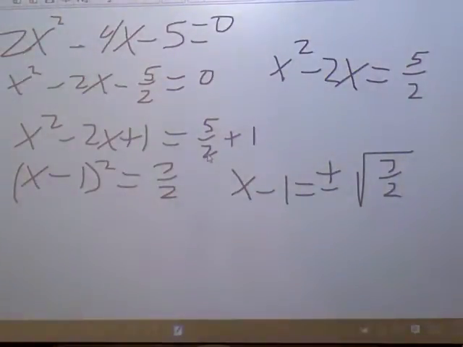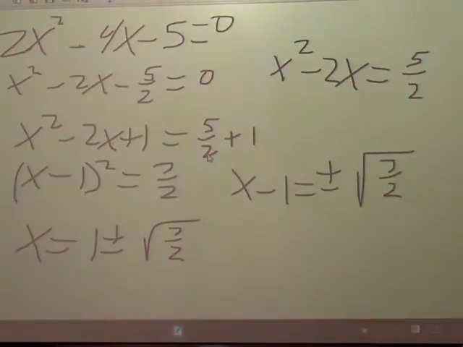Now, last time we had a 4 on the bottom, and that was a perfect square, so that radical went away. A 2 on the bottom is not a perfect square, so we're going to have more work to do to that in just a second. But let's go ahead and move our 1 over first. So I'm going to have x equals 1 plus or minus the square root of 7/2.